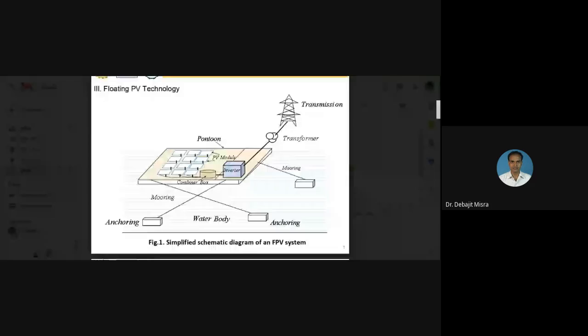Floating PV technology is almost the same as regular PV technology, only there are two different things. One is a floating structure, which is called a pontoon, and the other is the mooring and anchoring system, which holds the pontoon and maintains the floating structure when the water level falls or rises. So these two things are the only difference from a regular plant.